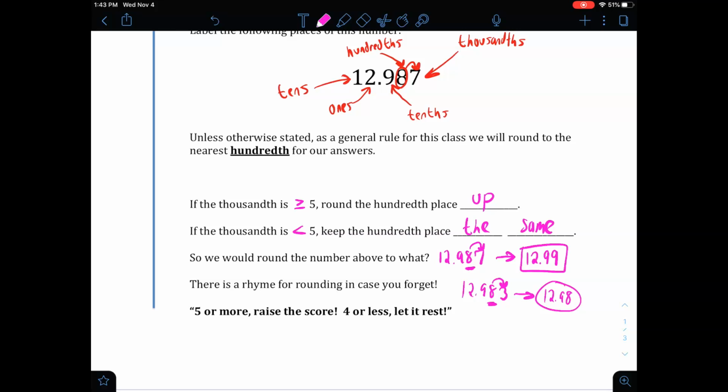But that's kind of how you round. It's kind of a reminder from middle school math, all right? 5 or more raise the score, 4 or less let it rest. Look to the number to the right of the one you're trying to round to. If it's 5 or more, round it up. If it's 4 or less, you're going to let it keep the same.